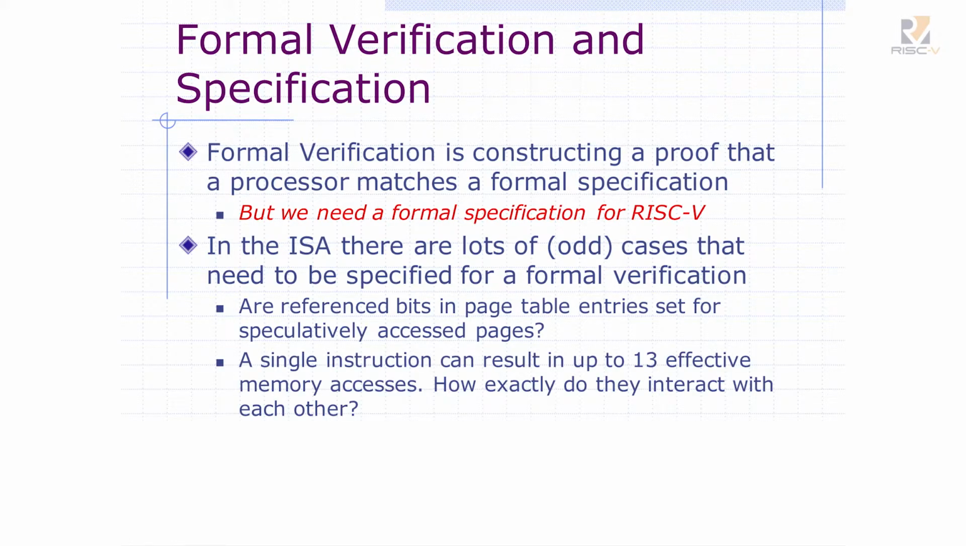Additionally, a single instruction can result in 13 effective memory accesses at the top end. And this may even increase with a hypervisor, depending on the implementation of the hypervisor. So how do these 13 memory accesses interact with each other, and how do they influence the memory model? From here on, we're going to talk about some of these details we're looking at, and we're going to start with just memory models in general.